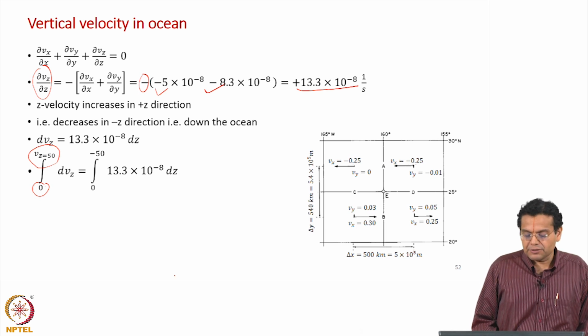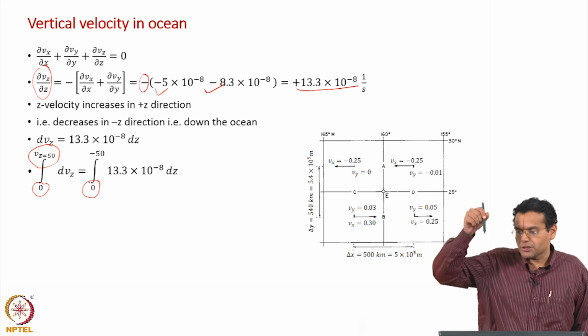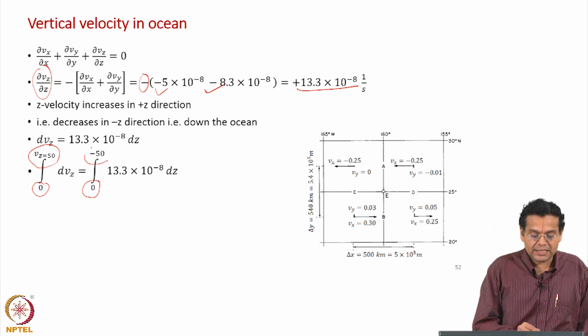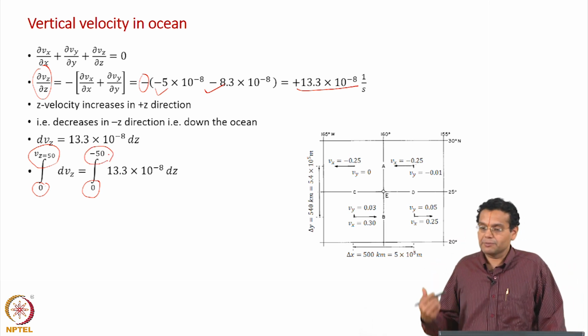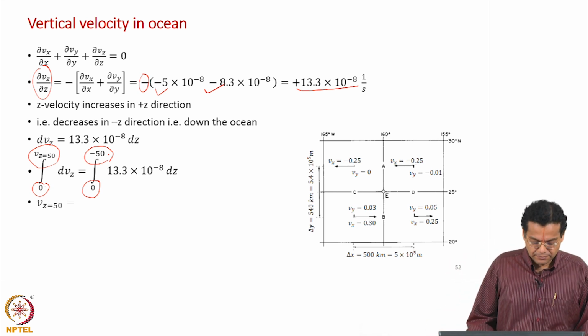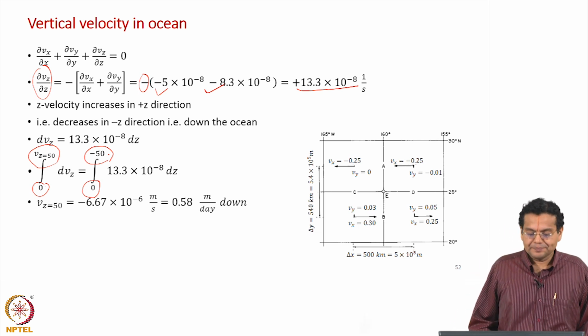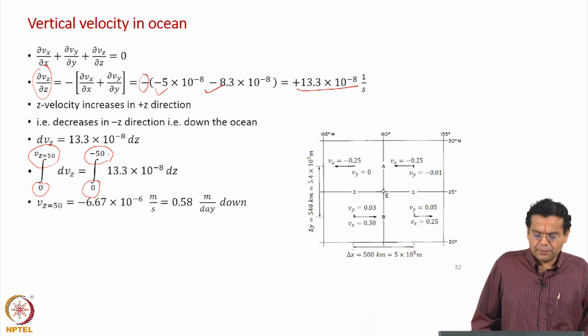What are the limits for z? Z is 0 at the surface of the ocean, and because we are going down the ocean, it is minus 50 at a depth of 50 meters. Do this integration, and you get the velocity as 6.67 × 10^-6, it is negative.